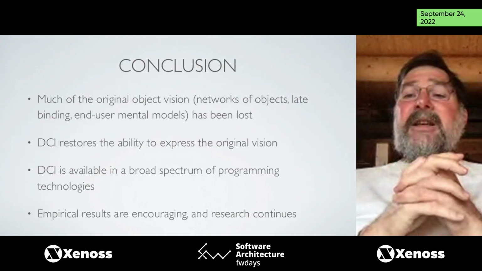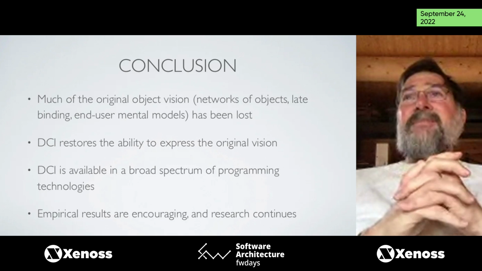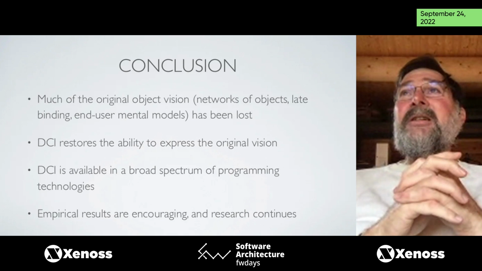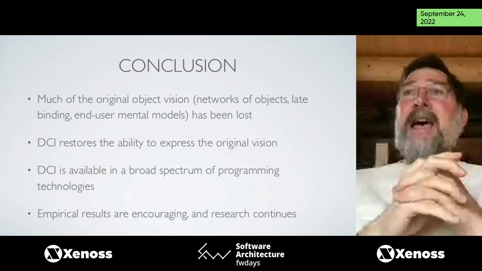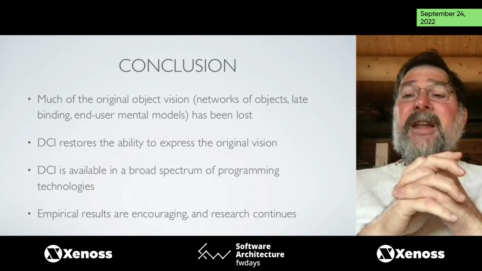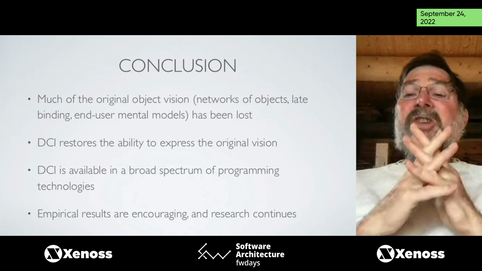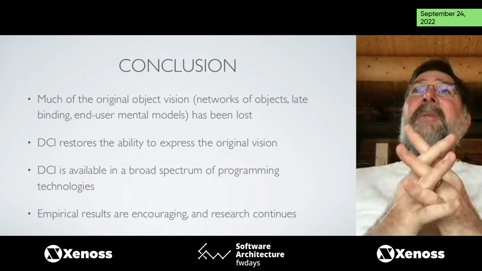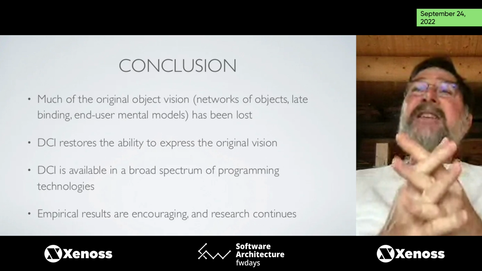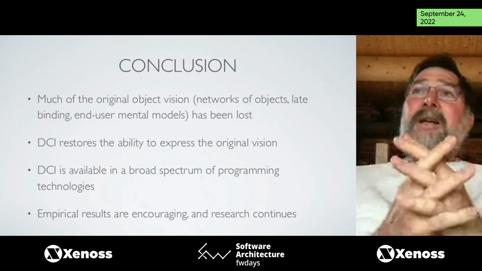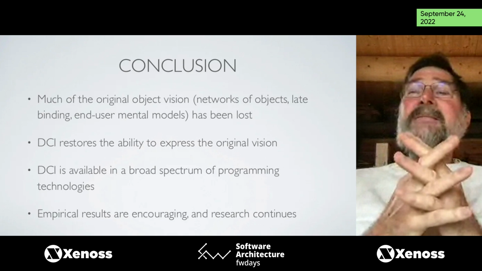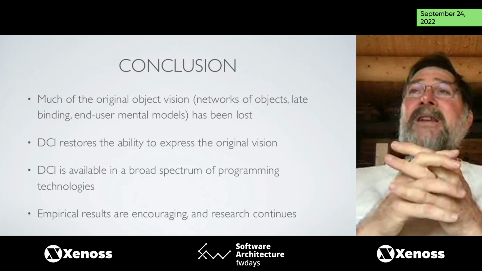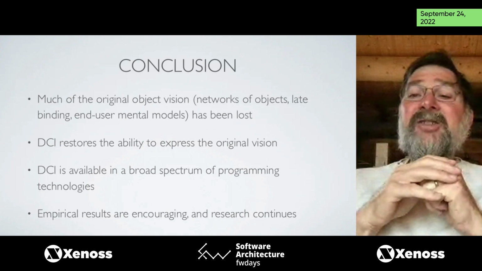So, last slide: much of the original object vision that Alan Kay had has been lost. Smalltalk destroyed it. Java really destroyed it. And C++ put the last nail in the coffin. DCI restores the ability to express this original vision, which is about people. It's about human mental models. It's about extending the human mind into the computer, not just throwing something to the computer and then doing procedural programming to kind of knit it all together into something which otherwise might be called a context.